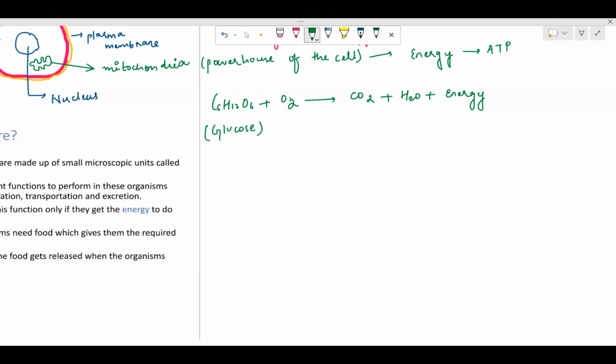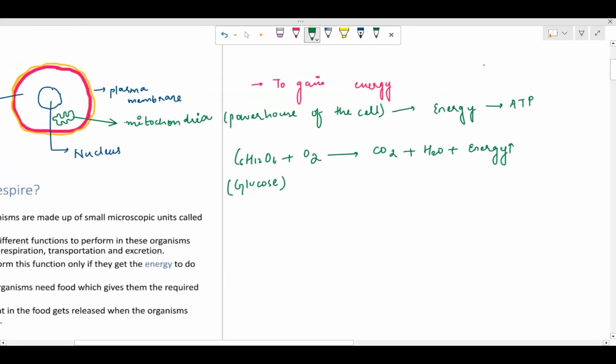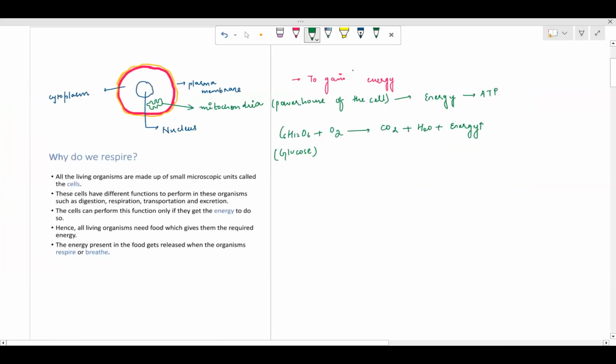When this food is combining with the oxygen, it is giving off carbon dioxide back, which is being removed from your body. Then there is production of water and the release of energy in the form of ATP that can be further utilized by the body to perform all the functions. Understood? Is it clear to you people? Okay. So I want you people to draw this and simply write the need for respiration to gain the energy.